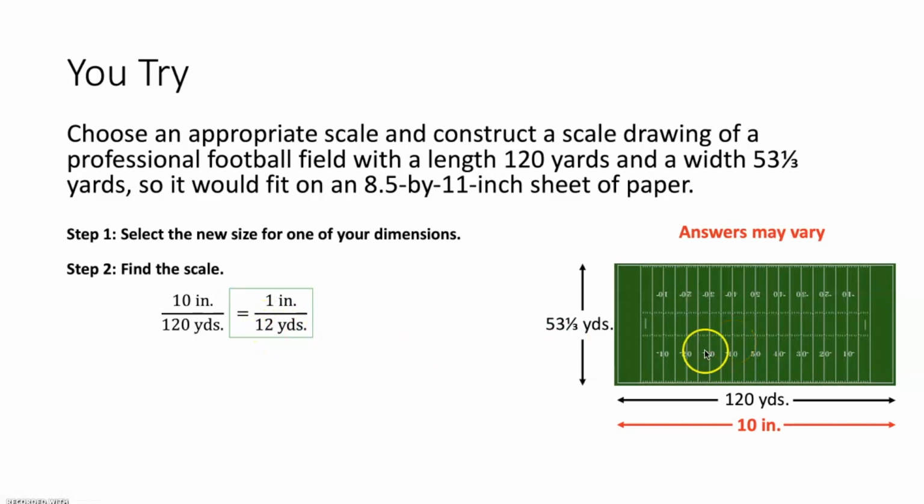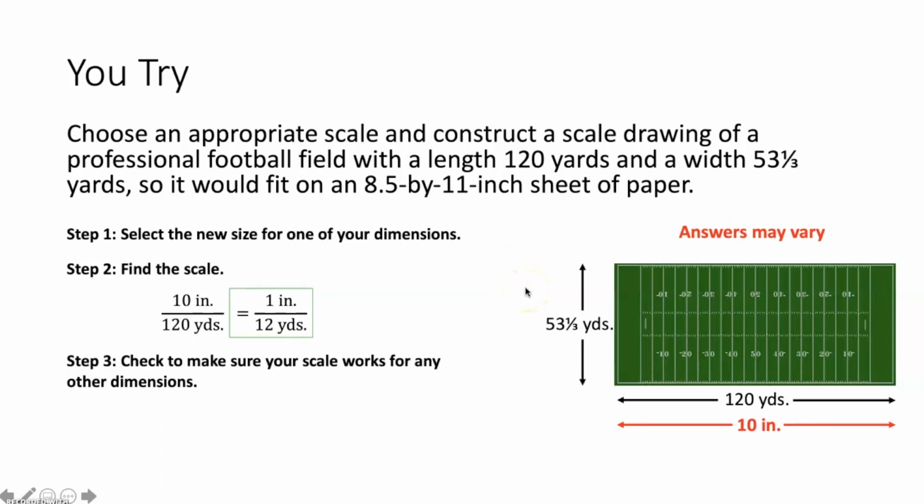Next, we have to check to make sure that scale works for our other dimension over here. So what is the width of the football field in our scale drawing? We'll call it X for right now. To determine what that's going to be, we just take the scale that we found, 1 inch to 12 yards, we set up a proportion, and we solve for X. So we say 1 inch over 12 yards is going to equal X over the actual width of the football field, 53 1/3 yards.